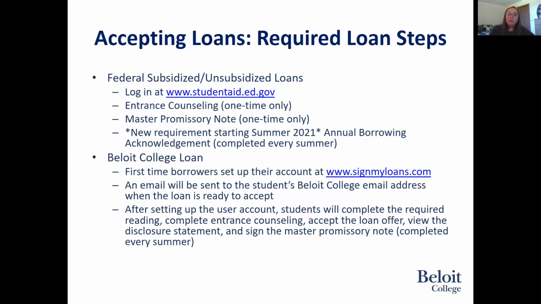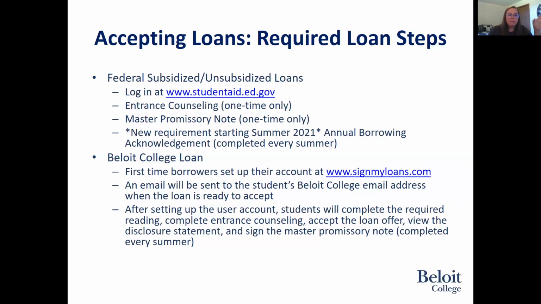Okay, so if you were offered a Beloit College student loan, first-time borrowers, you actually can't do it yet. Today is May 31st, and we will send you an email to your Beloit College email when it's ready to accept. You will follow the instructions in that email. So that's what you're waiting on at this point. We're getting everything set up with our servicer. It'll be ready any day now, depending on when you're listening to this. Again, it's May 31st as I record this.